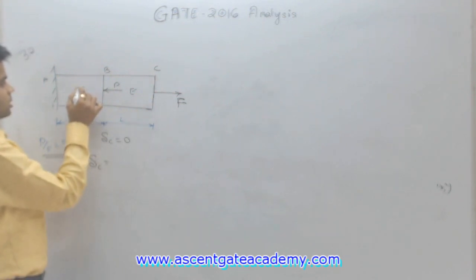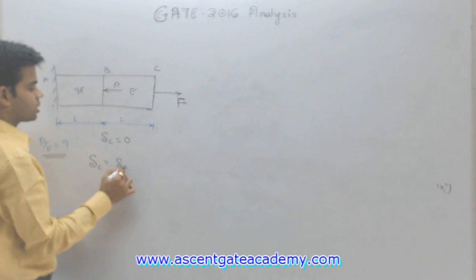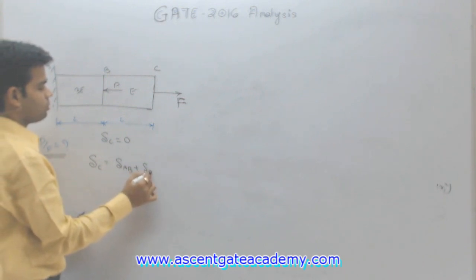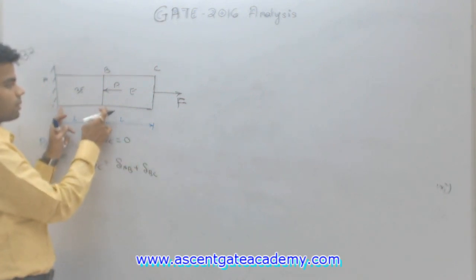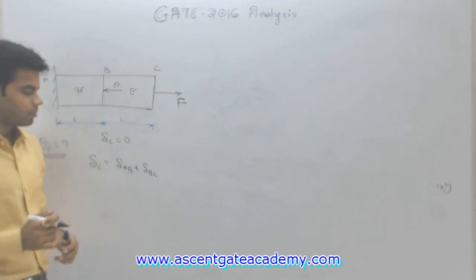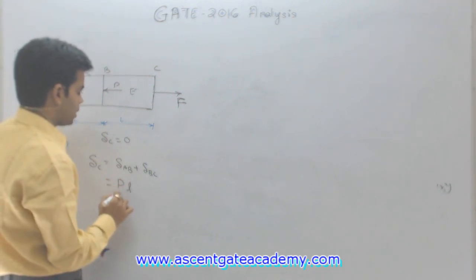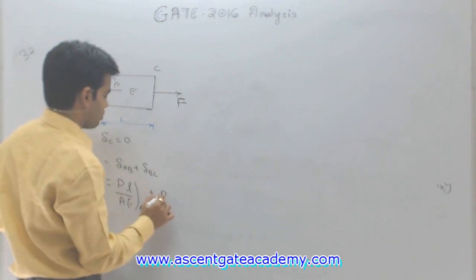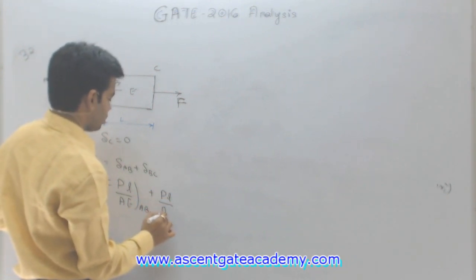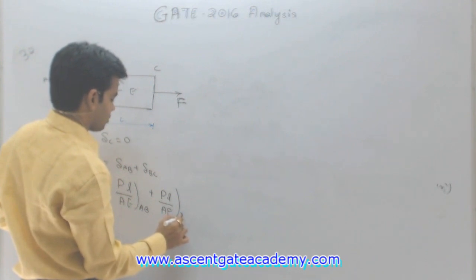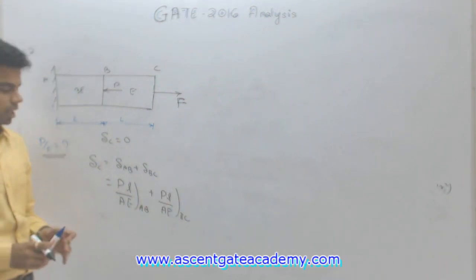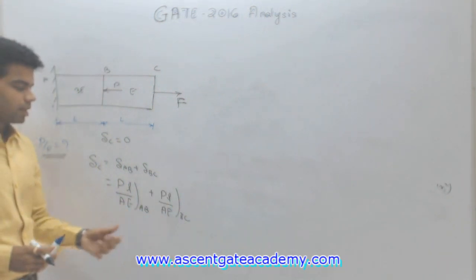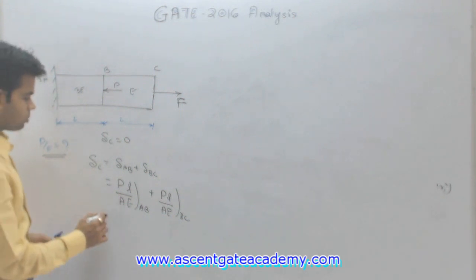The total deflection at C is equal to deflection of AB part plus deflection of BC part. Or you can say PL by AE of AB, the formula we know for axial load, PL by AE, so PL by AE for AB plus PL by AE for BC. Okay, now just put the values.